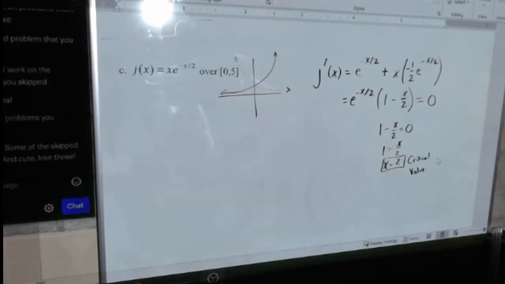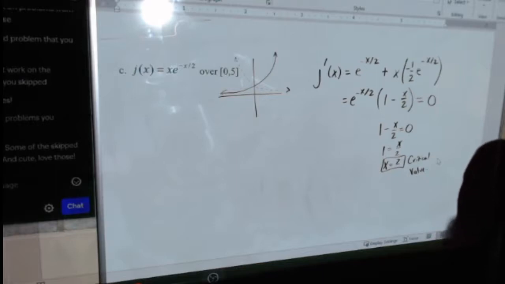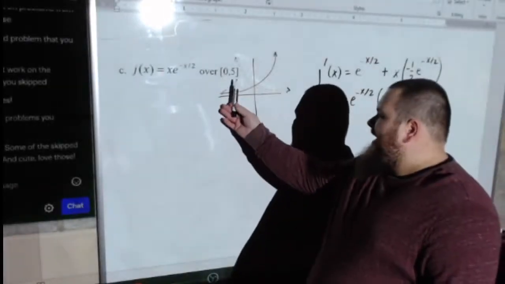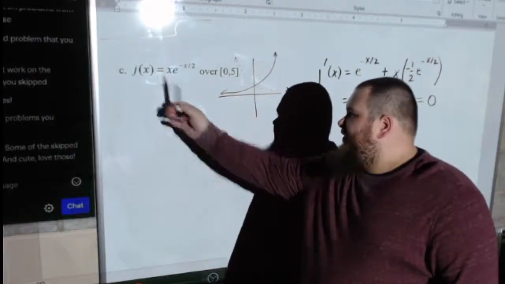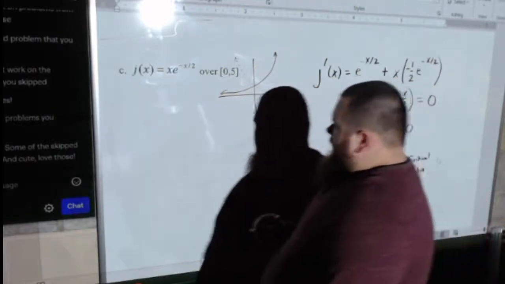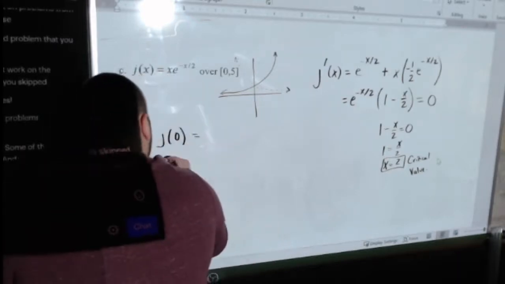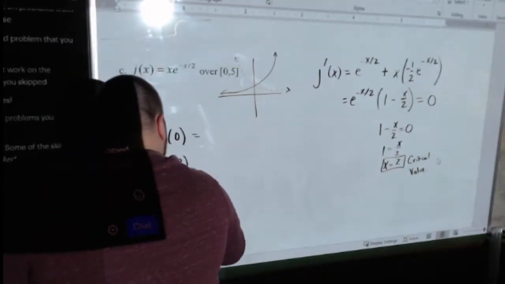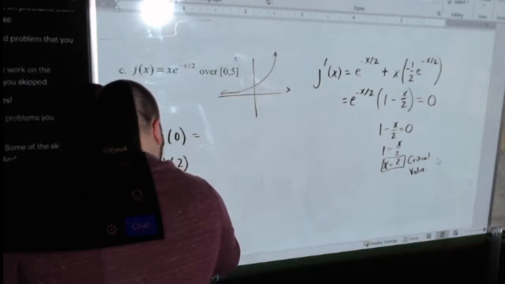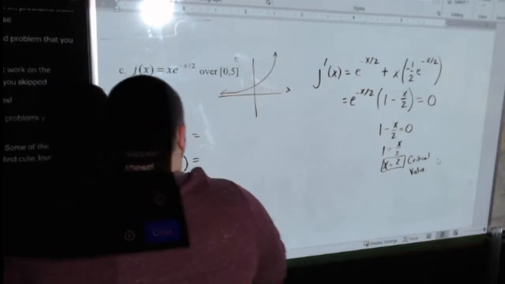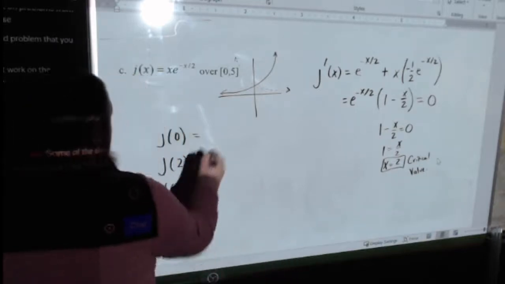So all we did was take derivative, set it to 0, solve for x. Now I need to take that, as long as it falls between my endpoints, and the endpoints, and plug them into the original. So can someone do that for me and give me the values? So of 0, that one's easy. That one's 0.